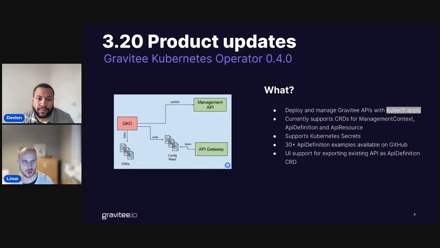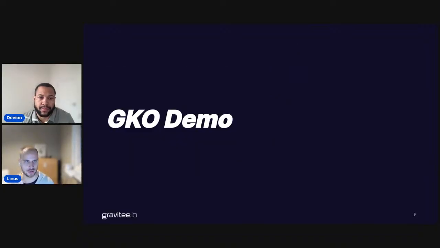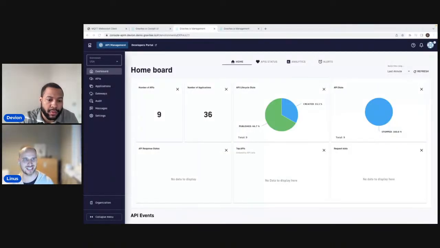As Devin will show you, we also have the ability now to generate and create these CRDs and API definitions from within an existing Gravitee API using the UI. So with that, I'm going to hand it back over to you, Devin, to walk us through the new user interface and how you can take an existing API and expose it into a CRD that you can manage directly inside Kubernetes.